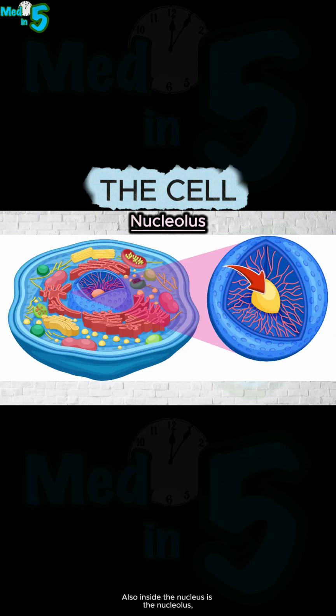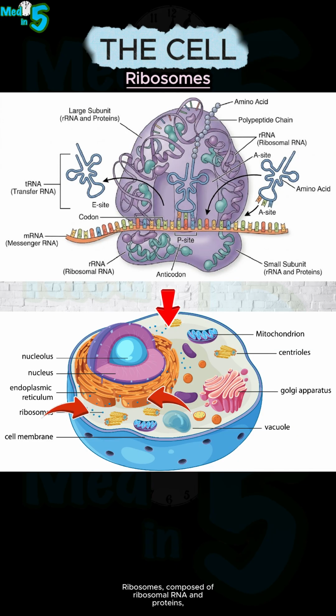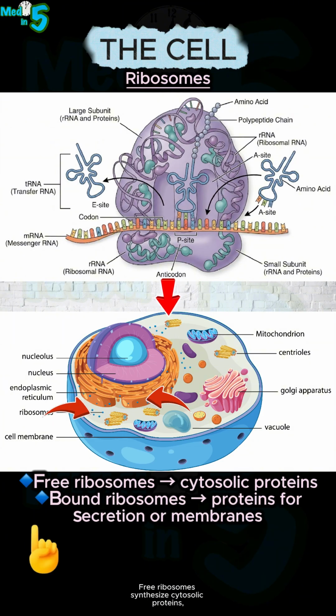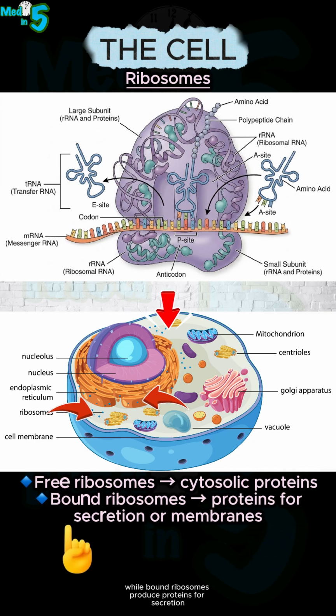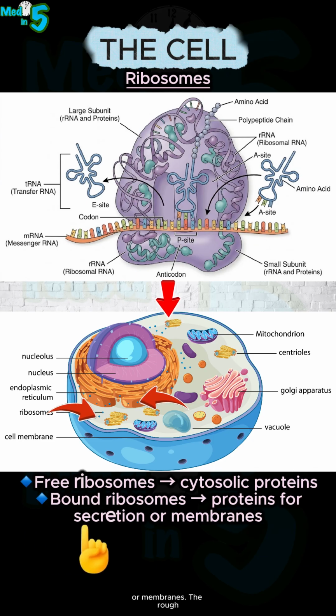Also inside the nucleus is the nucleolus, a dense region made of RNA and proteins. It makes ribosomal RNA and helps assemble ribosomes. Ribosomes, composed of ribosomal RNA and proteins, are found either free in the cytoplasm or bound to the rough endoplasmic reticulum. Free ribosomes synthesize cytosolic proteins, while bound ribosomes produce proteins for secretion or membranes.